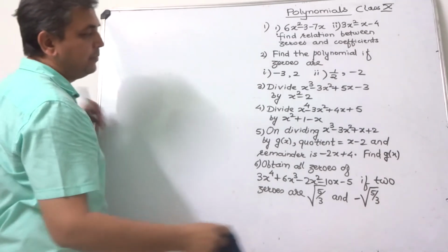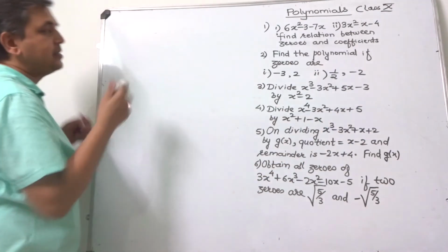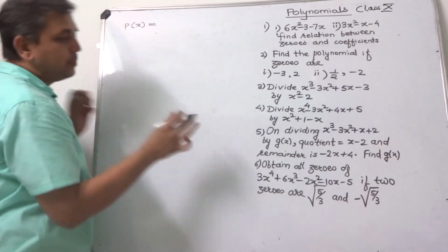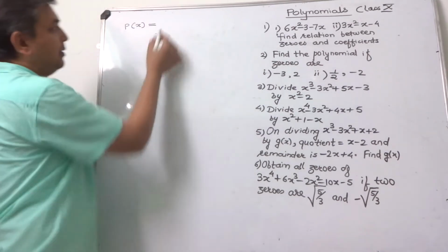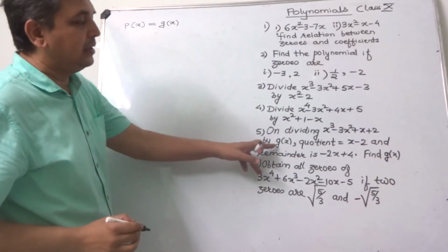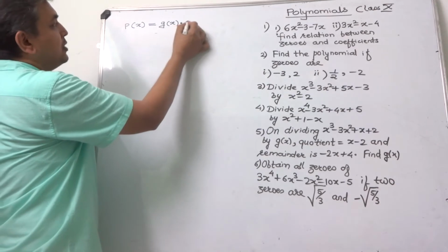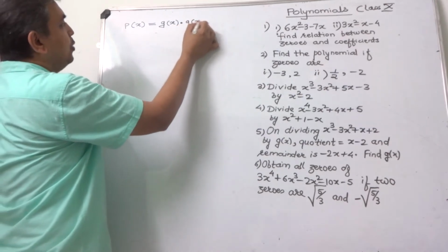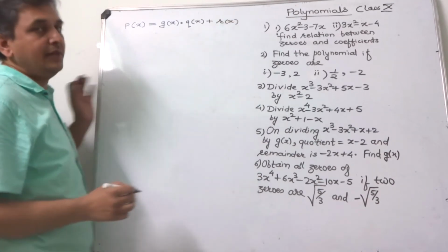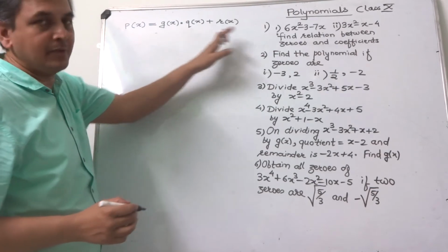Question number 5. On dividing some polynomial, let us denote that polynomial as p of x, by g of x. So g of x is the divisor, this is the dividend. Suppose the quotient we denote by q of x and the remainder by r of x. This is the division algorithm. Dividend equals divisor into quotient plus remainder.